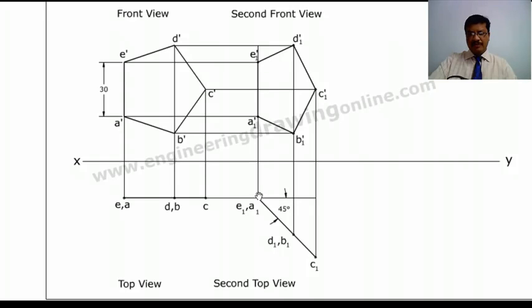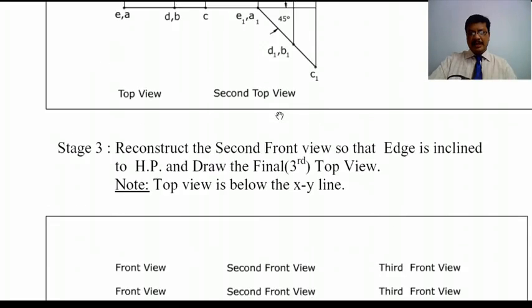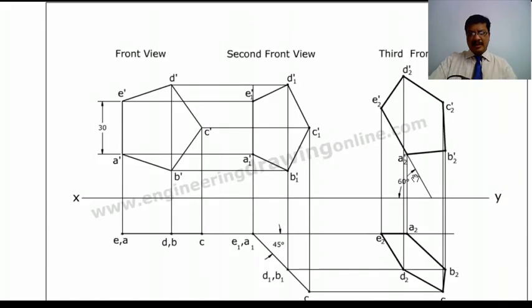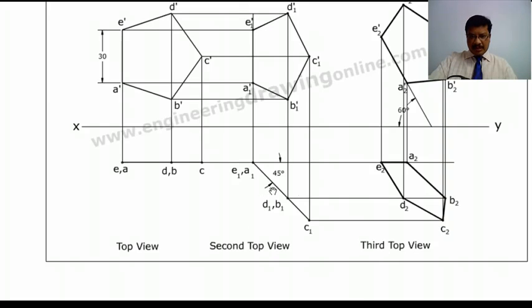Next, to represent the surface inclination, you tilt this to some angle. Here I have given 45 degrees. I am reconstructing this particular top view at a 45 degree angle, drawing the projectors and drawing the locus lines, and the reduced second front view is obtained here. Next, to represent the edge inclination, draw a line representing the edge inclination and along that inclined line reconstruct this second front view. Then automatically we will get the third front view. From the third front view draw the projectors and from the second top view draw the locus lines. Automatically we will get the third top view.